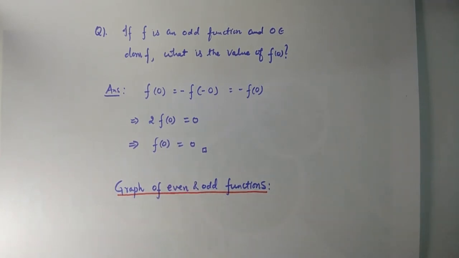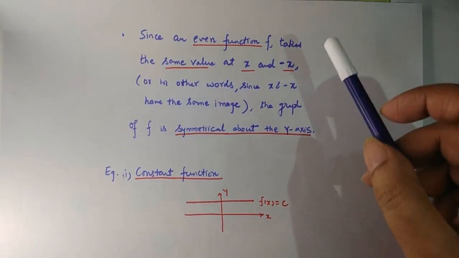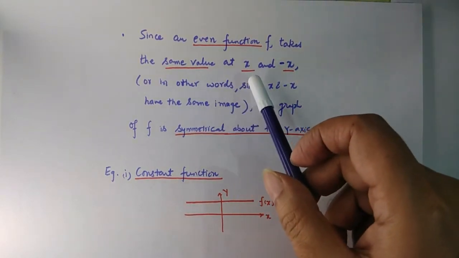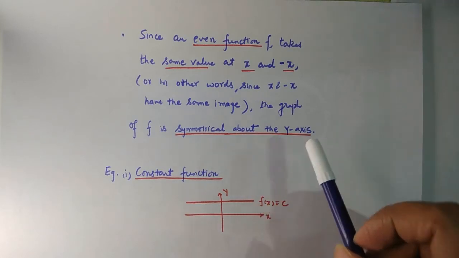Therefore, the value of any odd function at the origin is equal to 0 provided 0 belongs to the domain of the function. Now we wish to understand the nature of graph of an even and odd function. Let us start with even functions first. Since an even function f takes the same value at x and minus x, or in other words, since x and minus x have the same image, the graph of f is symmetrical about the y-axis.